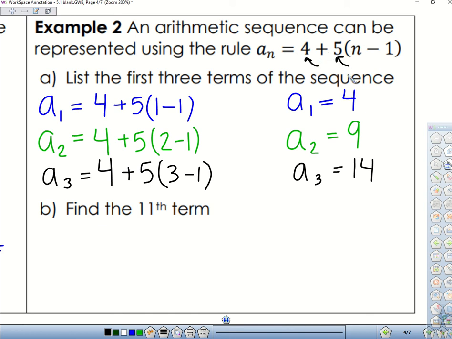Just like if you look at that formula on your sheet right here under explicit rule, we have the A1 and the D. So they basically just took that formula and they replaced the A1 and the D. That's what we're going to be doing. So that's how the formula works.